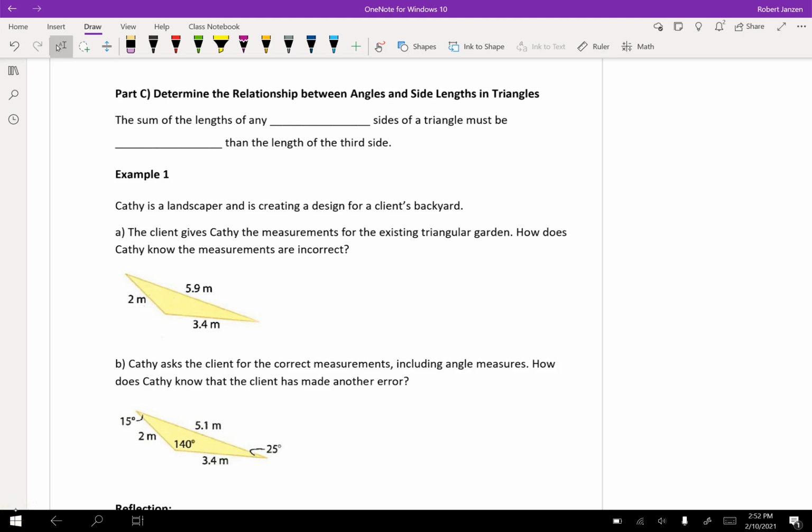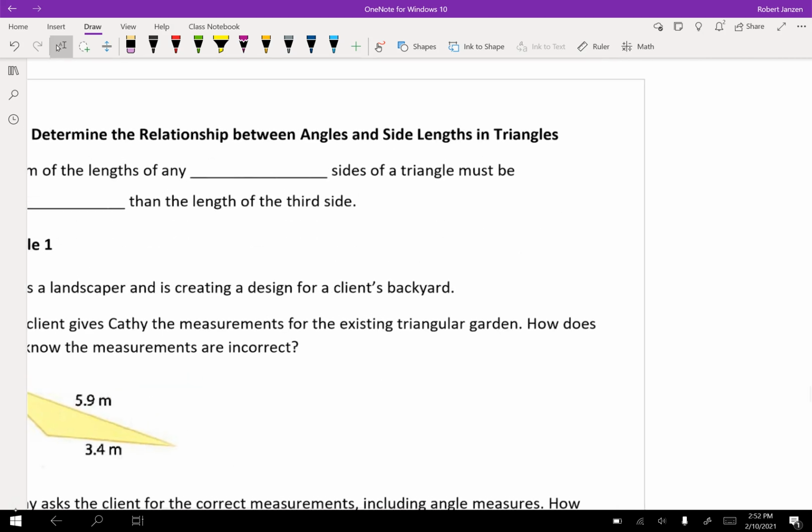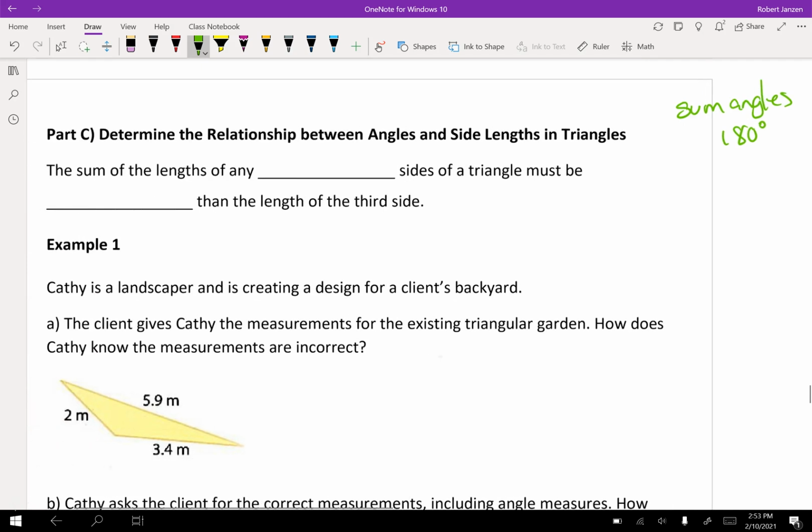Okay, we're going to look a little more at triangles and some of the relationships within the triangles, comparing angles and sides. There's a couple things that we already know. You know that the sum of the angles in a triangle equal 180 degrees. Okay, we knew that.